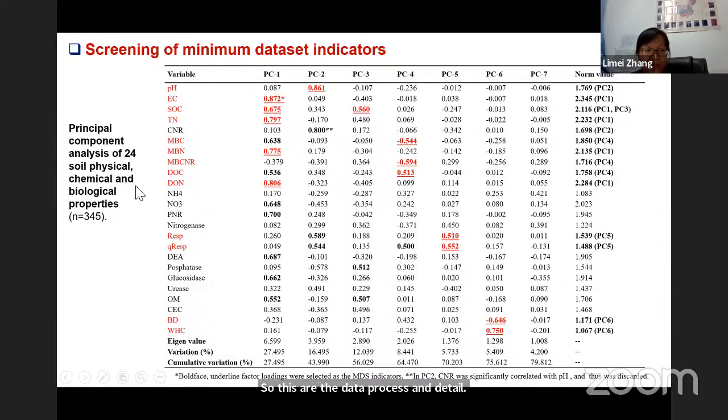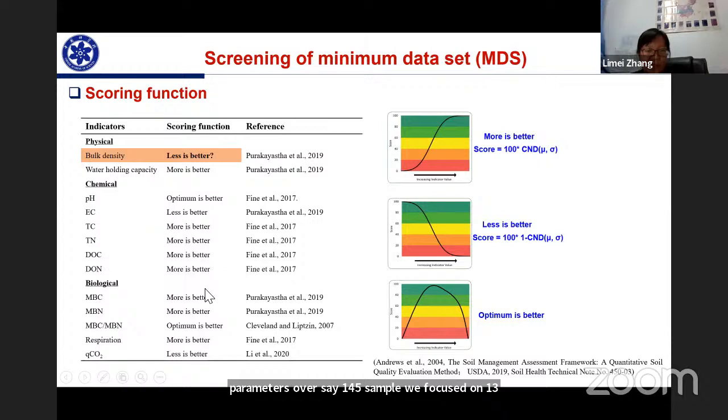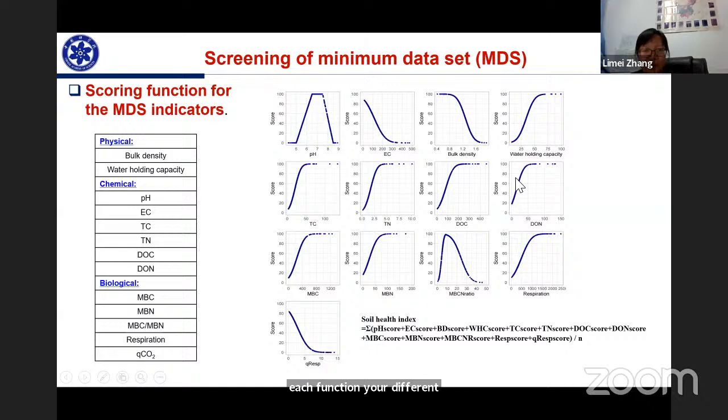From the 24 parameters of 345 samples, we focused on 13 parameters, including pH, EC, and so on. And then we further classified these indicators into different function groups, mainly based on the recommendation from USDA and also the Cornell assessment framework and some other literature. For example, for bulk density and EC value, we use the function group less is better. After classification, we calculated the score of each function using different models. These are the score patterns for each of the 13 parameters.